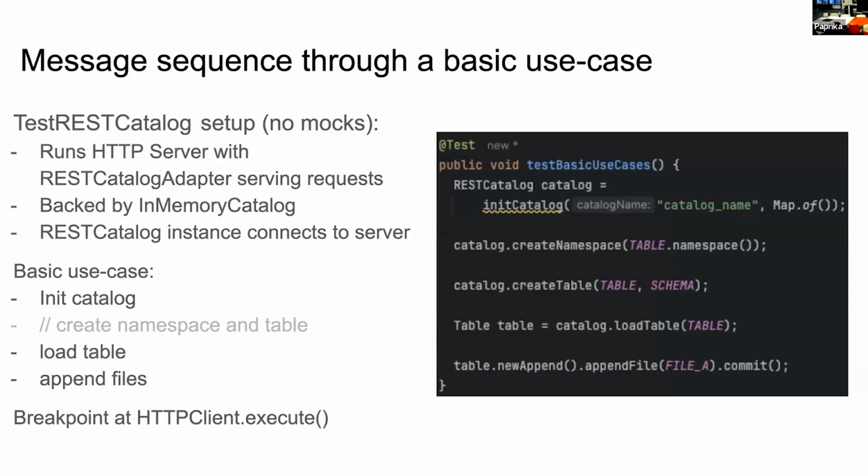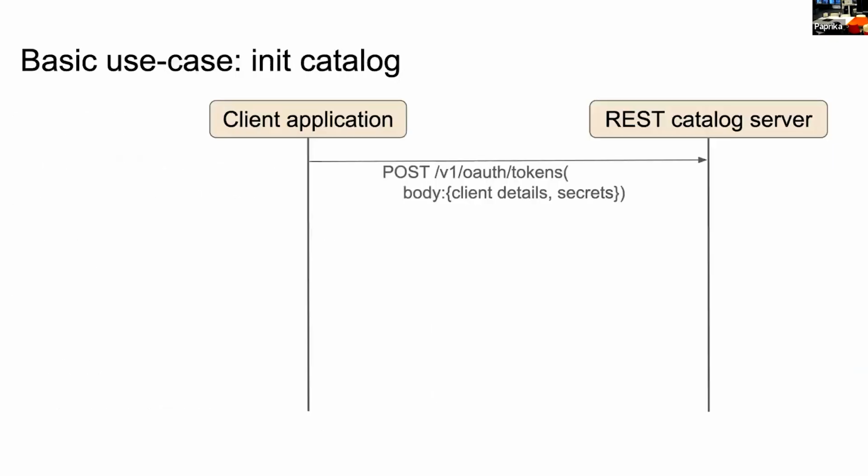This can be easily done through a test suite called TestRESTCatalog, because how it works is that it fires up a reference REST catalog as an HTTP server for you. With that one line of code, you can connect to this REST catalog and then you can invoke a lot of functionality on it. If you know where to put your breakpoints, you can easily catch the messages transferred between the client and the REST catalog itself. The whole sequence of messages starts with initializing your client-side object for the REST catalog.